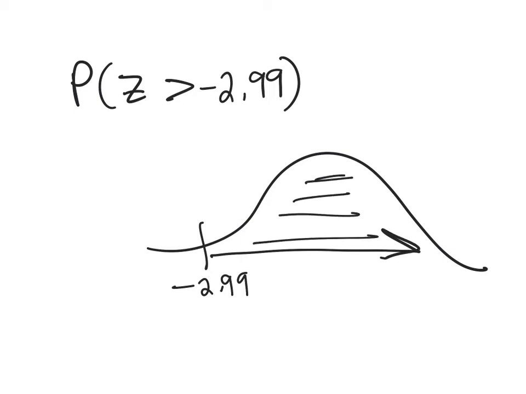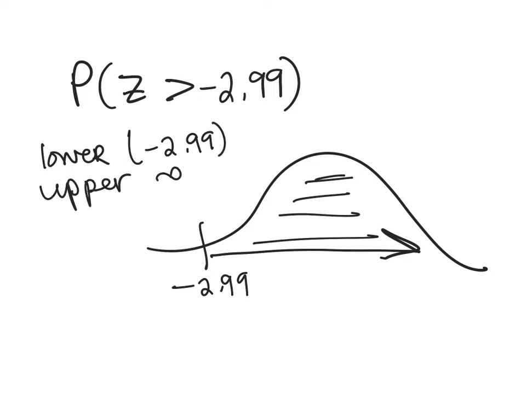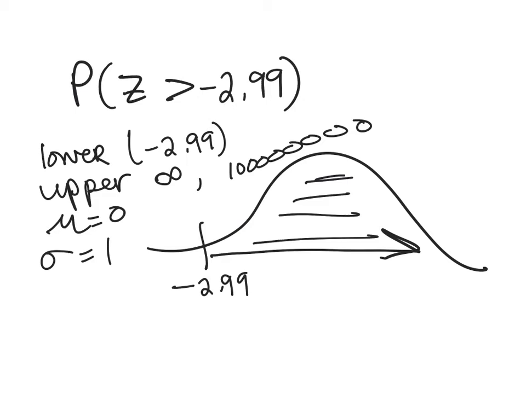If I'm using a calculator, I'm going to put my lower limit as negative 2.99. My upper limit is infinity, so use infinity if you're using an 89, or a really, really large number like this. And then our mean is 0, and our standard deviation is 1.